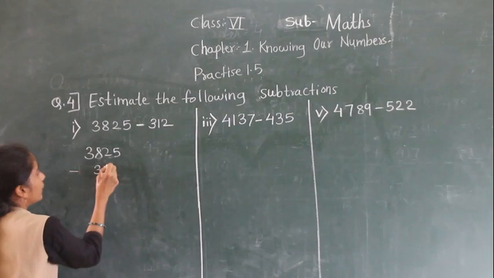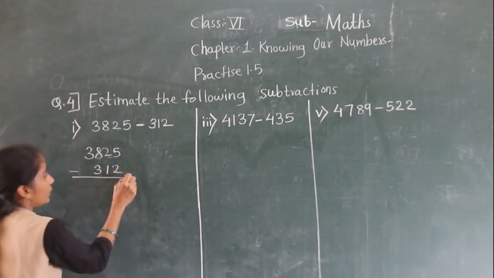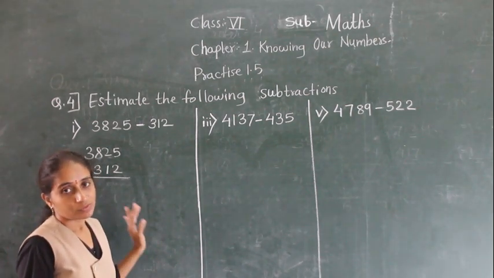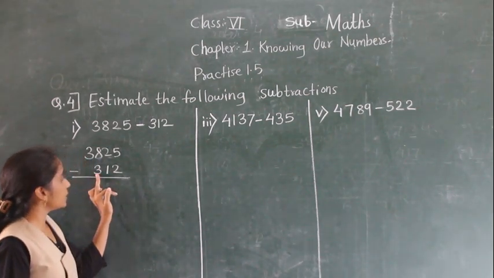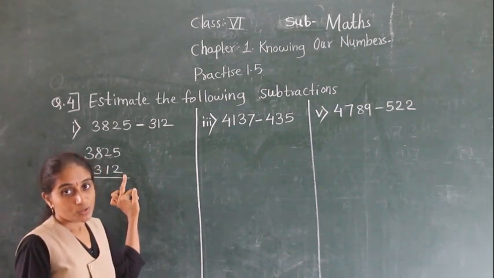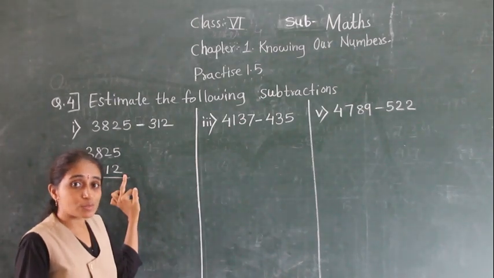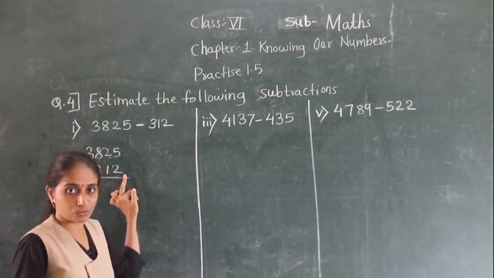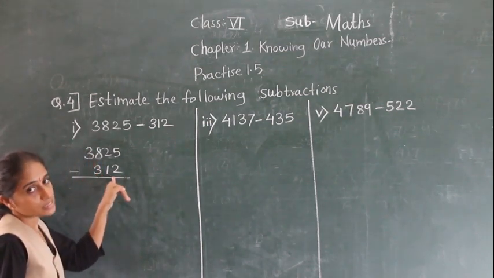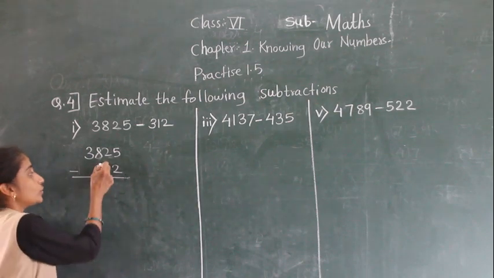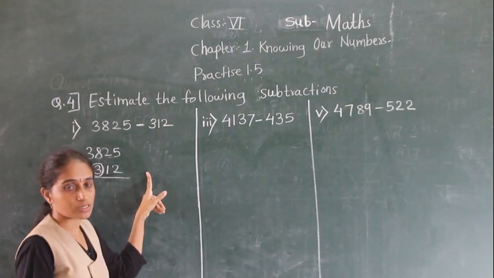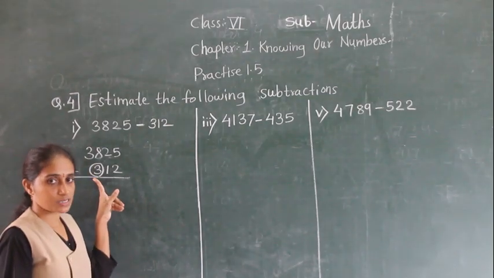3,825 minus 312. Now in this, see, which is the smallest number? 312. This is smallest one. So always find smallest number, highest value for rounding. Okay. So now see. Smallest number is 312. So we are going to round off hundreds place. Which is the highest place for this? Hundreds place is highest place.